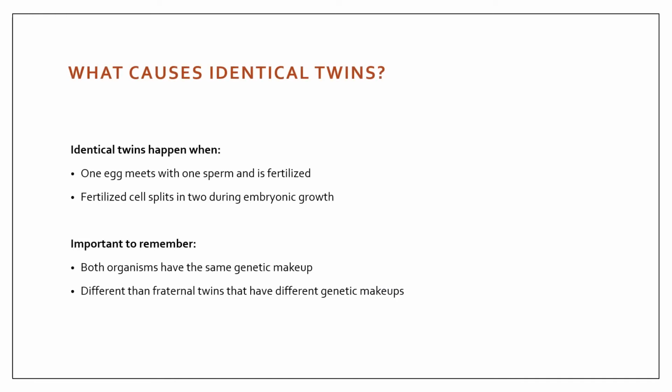Identical twins, also referred to as monozygotic twins, result from the fertilization of a single egg with a single sperm. As this cell divides and multiplies to grow, there is one point in embryonic growth where they split into two individual cells. Since the cells were split after being fertilized, the two organisms have the exact same genetic makeup. This is different than fraternal twins that occur from the release of two separate eggs from the woman's ovaries.